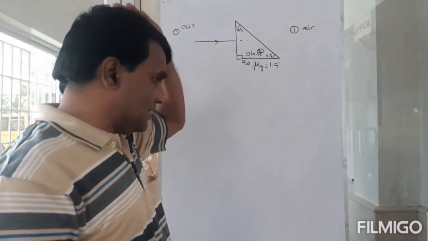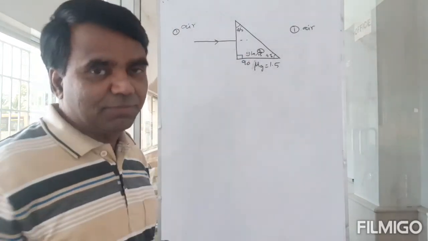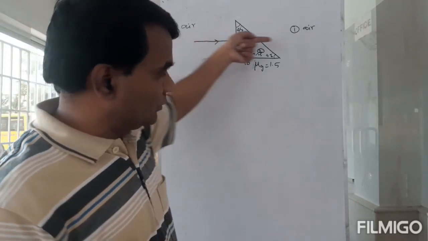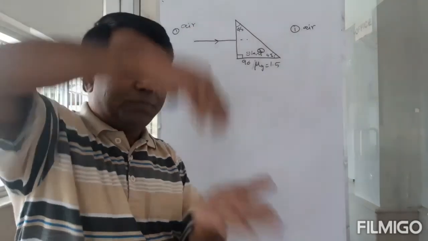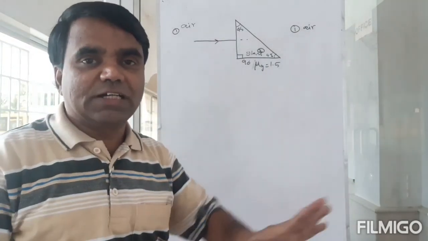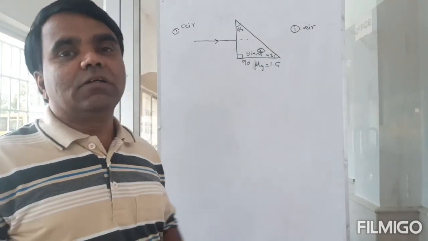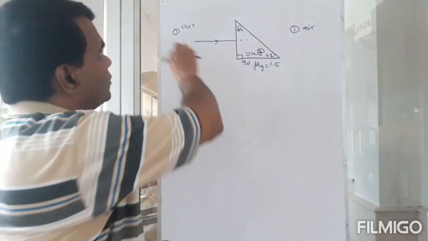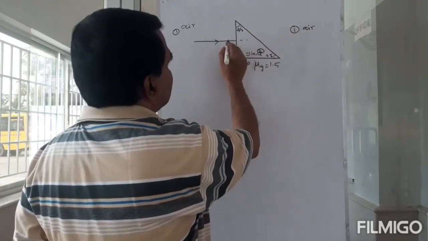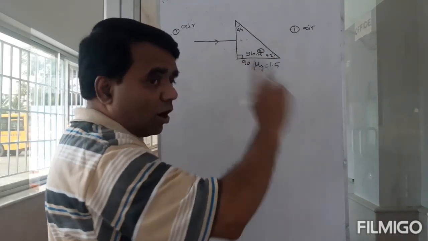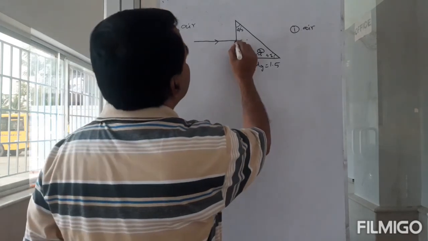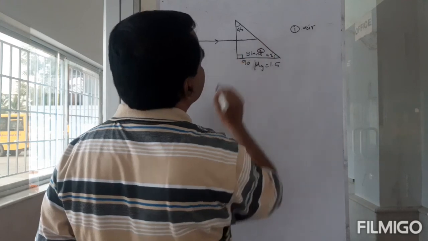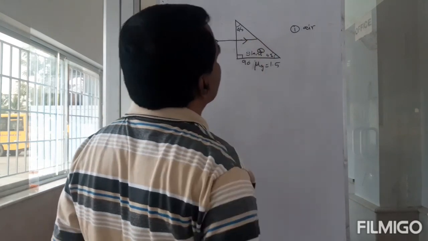Will there be any refraction? Will there be any deviation in the path? No. Why? Because you are sending the ray along the normal. If it is perpendicular to the surface, there is no angle, and no deviation in the ray will take place. So it will go straight. That's what we saw: i is 0, r will also be 0. This ray will go straight. So it goes here.